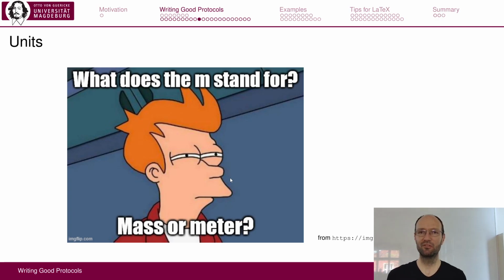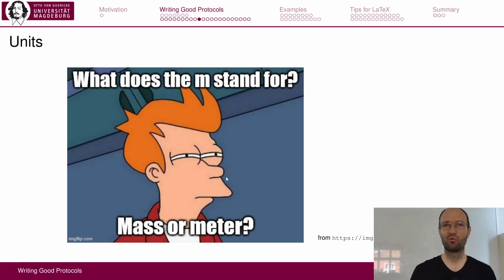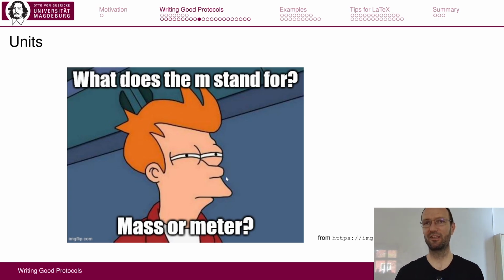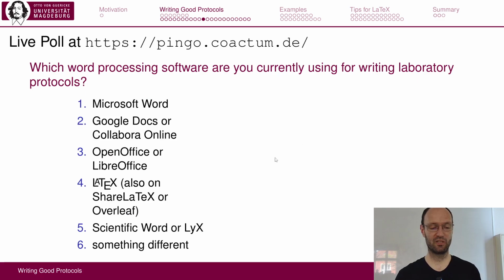Why is this important? Because if you don't stick to these rules, people will not understand your formulas, because same symbols have different meanings if they are written in a different way. The upright M is the meter, the slanted M is the mass. And there are other things like this where it really depends on the style what this at the end really means.